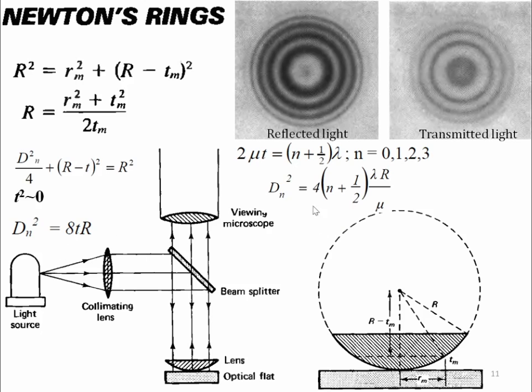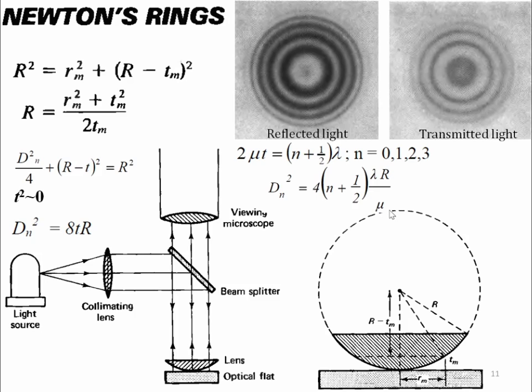of t here. From this expression we simplify for t. So t will be equal to (n plus half) lambda divided by 2 mu, right? So this has been substituted in this expression, and then we can find Dn square is equal to 4 (n plus half) lambda R by mu.